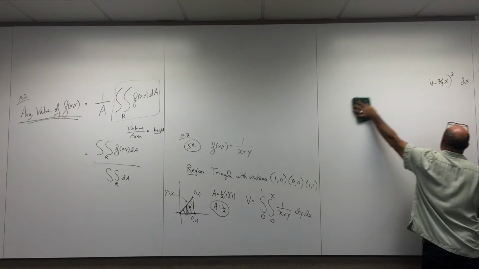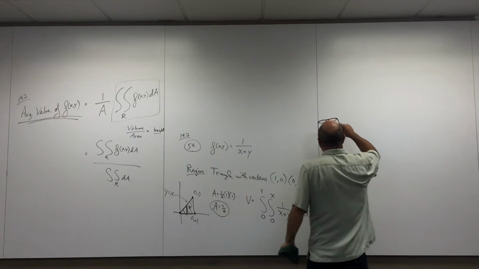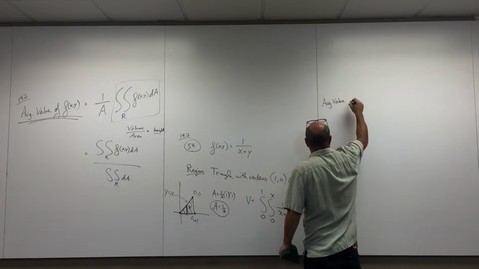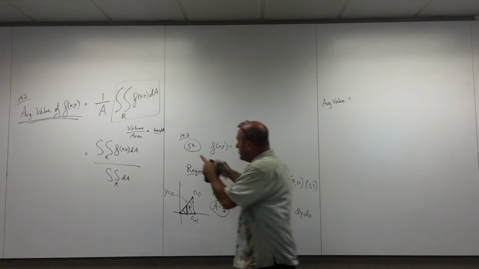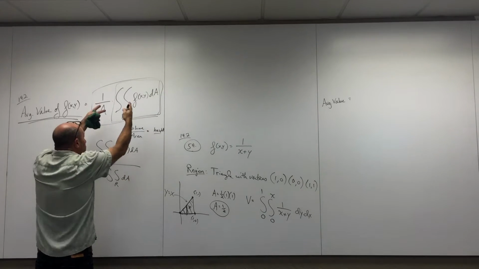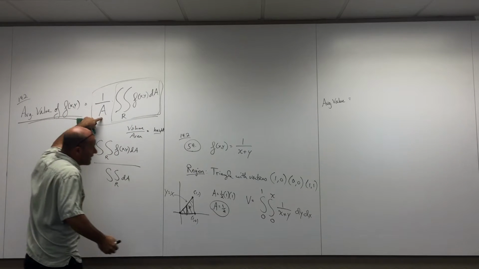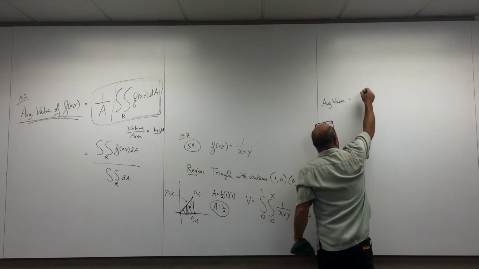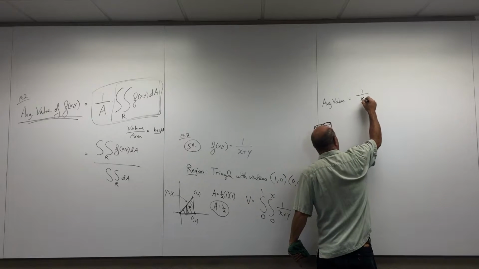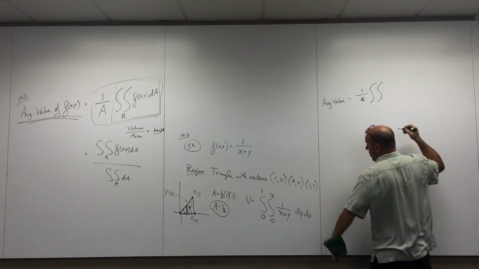Now wait a minute. What this question wanted was this thing called the average value. According to this formula, the average value is that volume divided by that area. Or if I wanted to talk like this, 1 over the area. And we already calculated the area to be 1/2. So it's 1 over 1/2 times this double integral that I need to work on here.